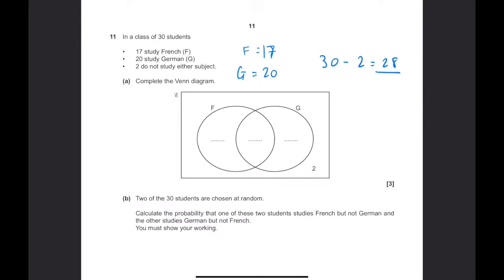So if we just put a 10 in the middle for now, that means that 7 would have to go there, and 10 would have to go there. As you can see, that makes 27, but we need 28. So if we change the middle number to 9, then the other 2 numbers are going to have to become 8 and 11. And as you can see, that makes 28, so that would be our complete Venn diagram.